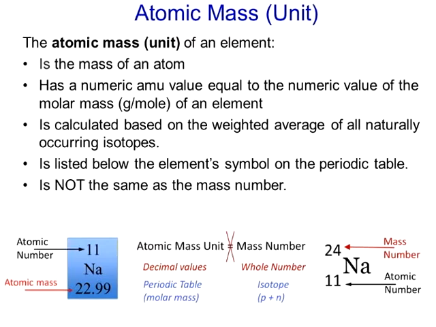The atomic mass of an element is the mass of an atom. So if you have an atom, each atom will have an atomic mass unit. And that unit will have decimals. Okay? The atomic mass of an element has a numeric AMU value, however, that is equal to the numeric value of molar mass, which is gram per mole of an element. The values may be used interchangeably, but be aware that the units carry different significance. AMU is atomic mass unit. Gram per mole is exactly what it says, the gram per mole.